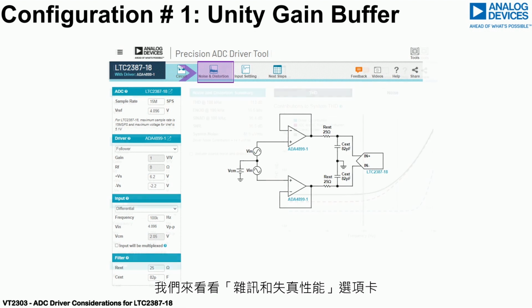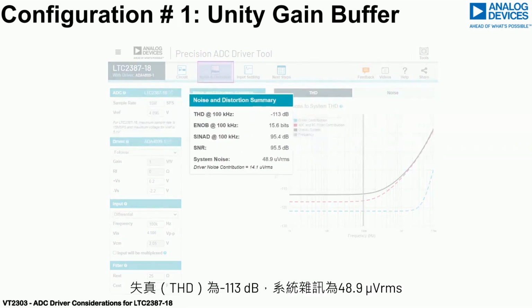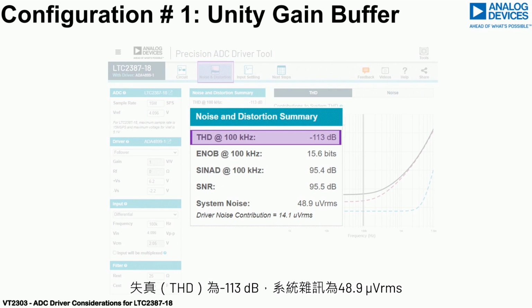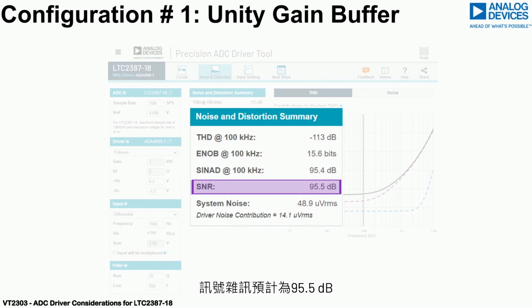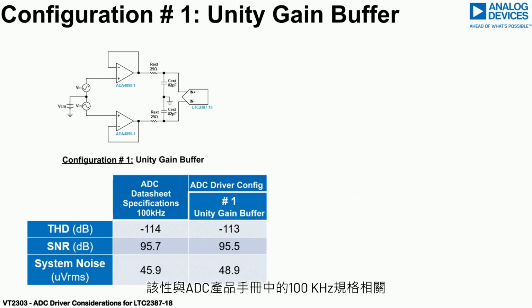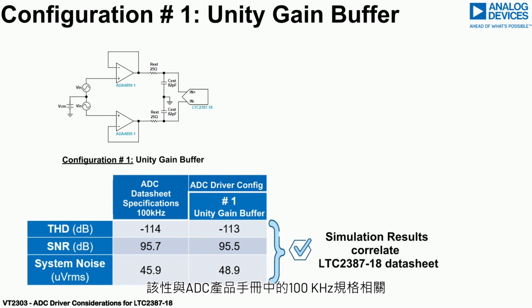Looking at the Noise and Distortion Performance tab, the distortion THD is -113 dB and the system noise is 48.9 microvolts RMS. The signal-to-noise ratio SNR is projected to be 95.5 dB. This performance correlates with the ADC datasheet specification at 100 kHz, indicating that the ADA4899-1 unity gain amplifier circuits have very little impact on the ADC expected noise performance.